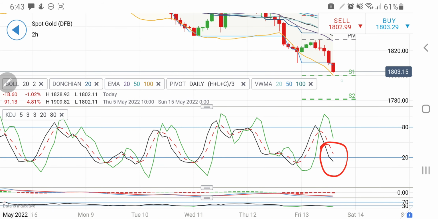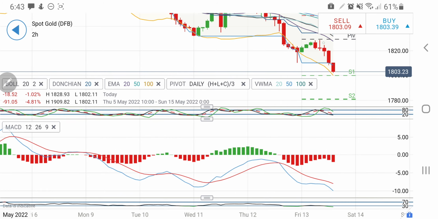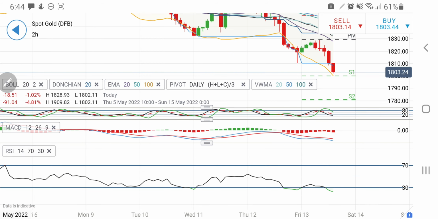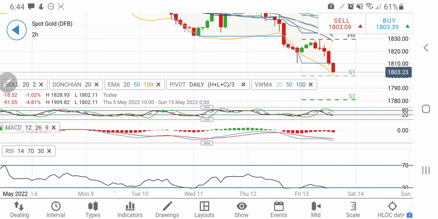Look at the 2 hour stochastic. This is oversold here. The MACD line is trading with the divergence here and indicating more bearishness. And if you look at the stochastic on the 2 hour charts, it is again oversold here. This is just on the 2 hour charts.